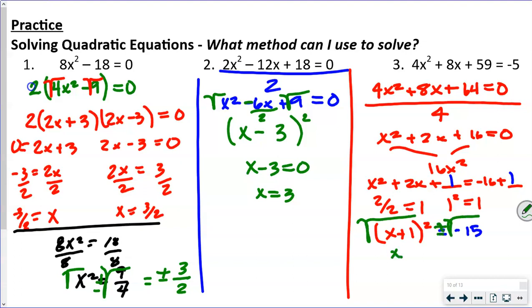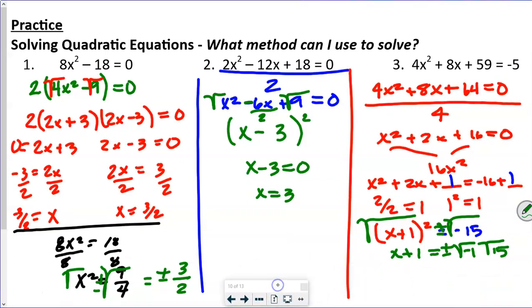So this is going to be x plus 1 equals plus or minus the square root of negative 1 times the square root of 15. Don't think there's any other perfect square factor there, right? So this is going to be x plus 1 equals plus or minus i square root of 15. So then I'm just going to subtract, yes, subtract that 1. That seems to be the most common error I'm seeing. That's going to be minus 1 plus or minus i square root of 15.